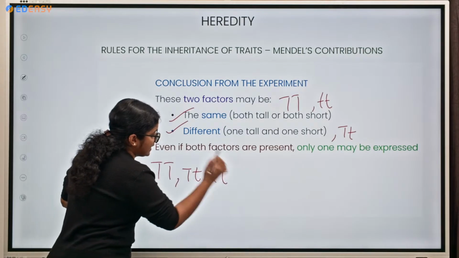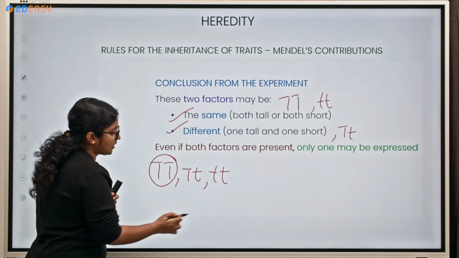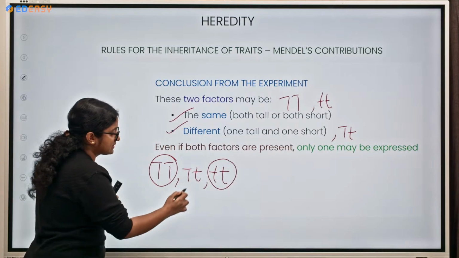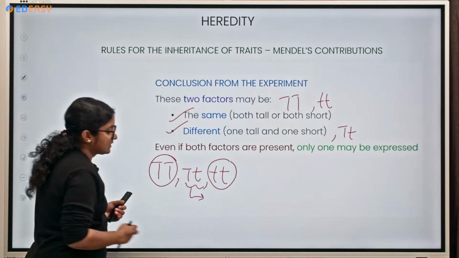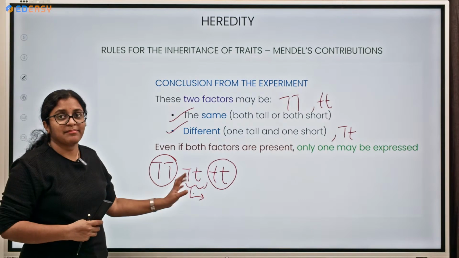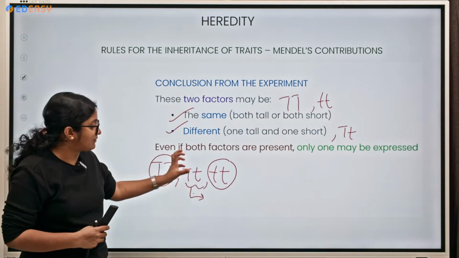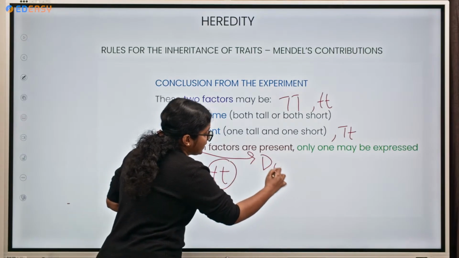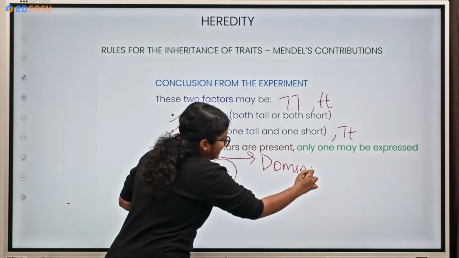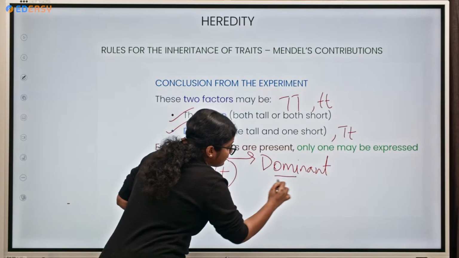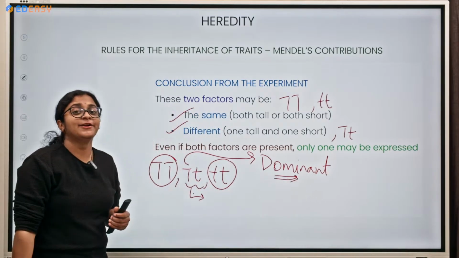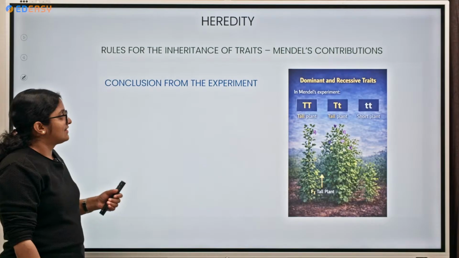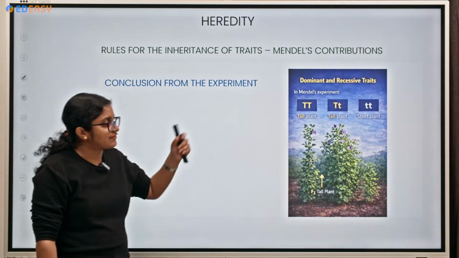Okay, we are aware of this is tallness, we are aware of this is shortness. But what about this? Both the factors are present, but only one may be expressed. And what is the one? The one which is being dominant over here is getting expressed. And that's the reason we are going to call it a dominant gene. Okay, so what is the conclusion of the experiment?